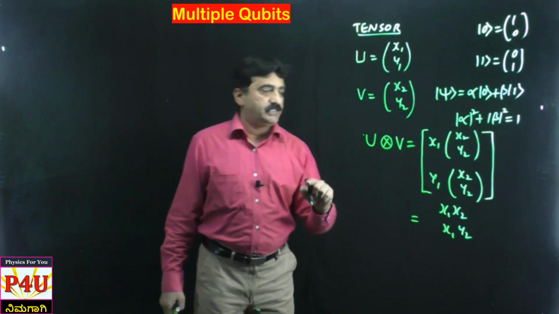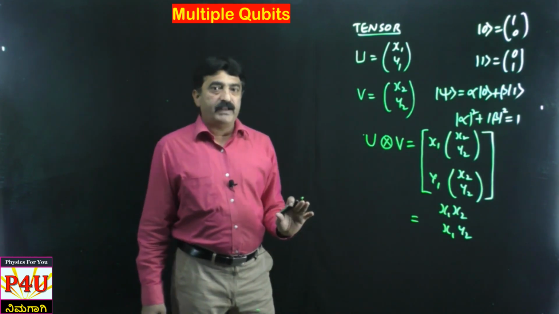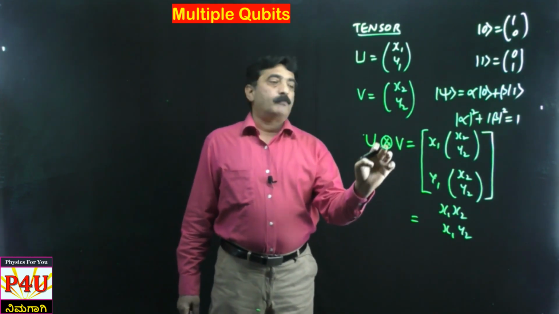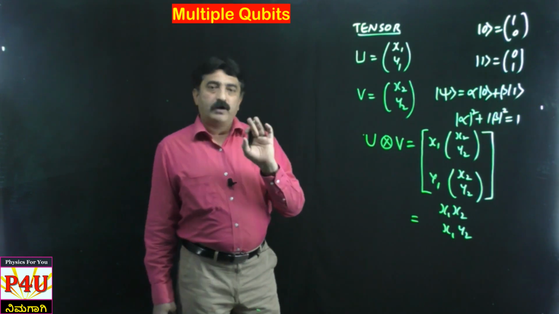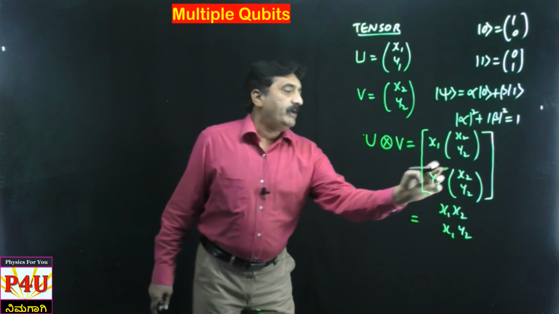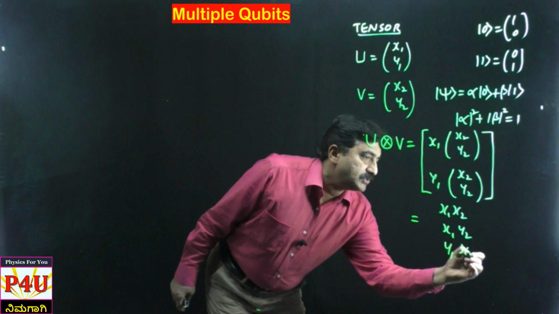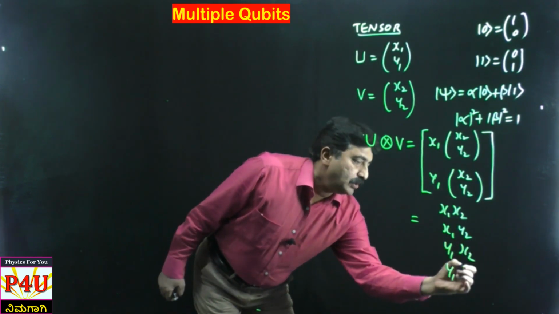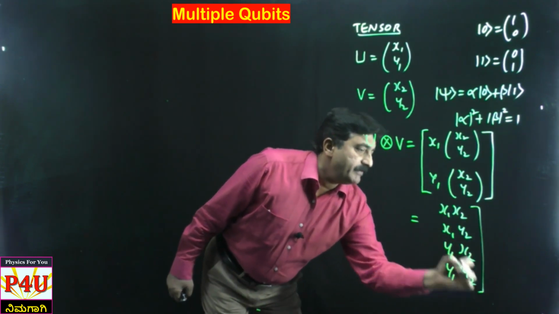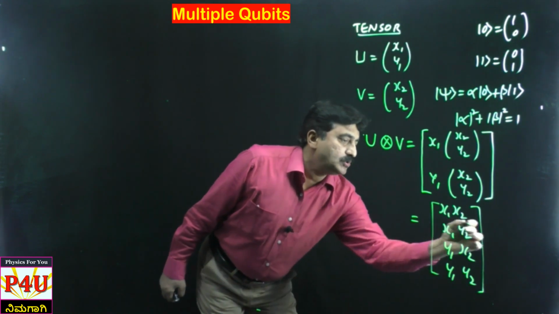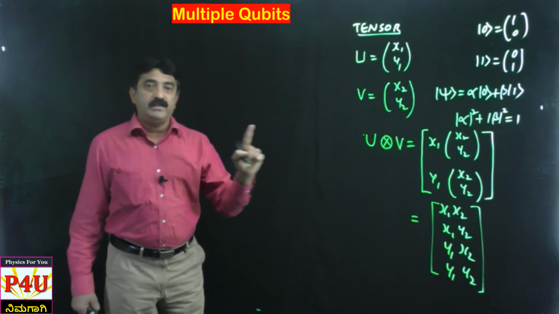So just interchange. There will be no change in the overall meaning. What I mean to say, u tensor product v is equal to v tensor product u, like that. Okay, let me proceed. x1 y1, x1 y2, x2 y1, x2 y2. Okay, so totally how many elements are we going to get? Yes, 1 2 3 4. So it is a 4-dimension column vector.